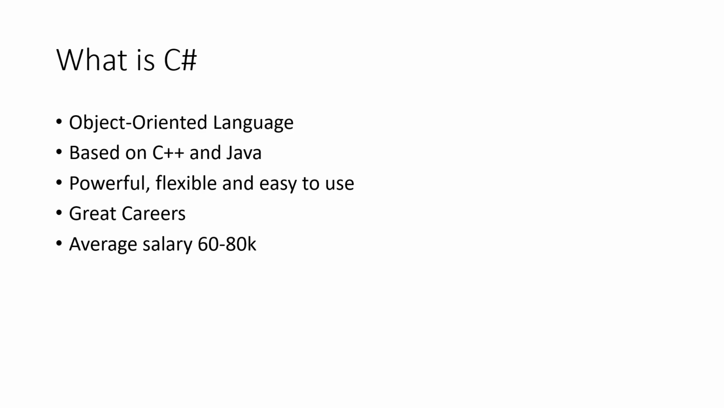What is C#, you're wondering? Well, C# is an object-oriented language. It's based on C++ and Java. It's powerful, flexible, and easy to use. It's got good careers. You can even become a gaming developer if you wanted to. And the average salary ranges between 60 to 80k.